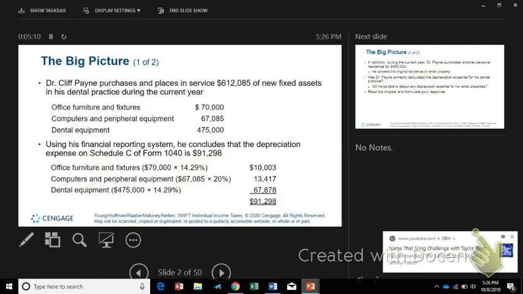So. All right, so we're going back to the doctor, and he has given us a couple things. We're going to refer back to this chart a couple times, only in the form that we're going to refer back to this 91,298. So this number right here. He has these three different things, all different types of office furniture. All this was put into place this year, $612,000, all different, and he filled out his Schedule C, which if you're not familiar with the Schedule C, we've talked about it a couple times. It talks about his business.